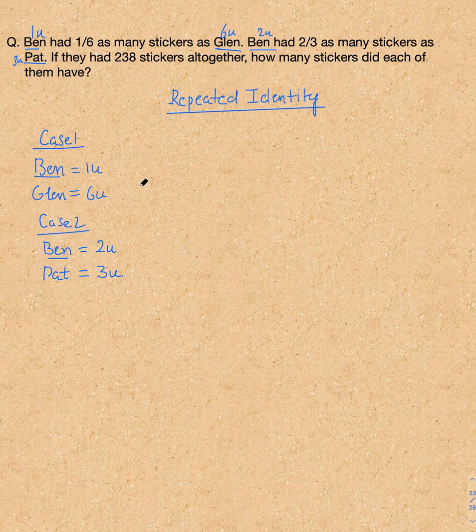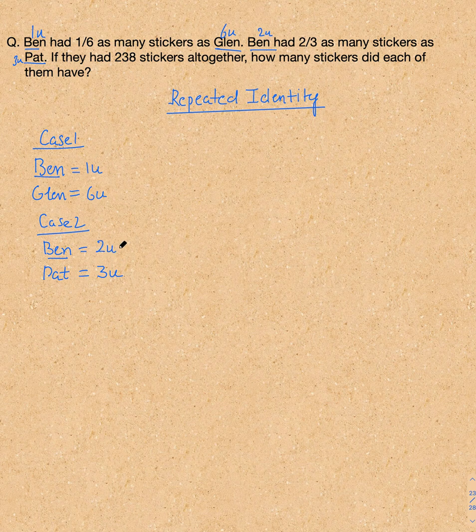But now the thing is, here Ben is 1 unit, and here in the second case it is 2 units. So it's not possible, right? Because one person will have the same number of stickers. He cannot have a different number of stickers. So that means we have to make the units of Ben the same in both cases. However, as of now, here it is 1 unit and here it is 2 units.